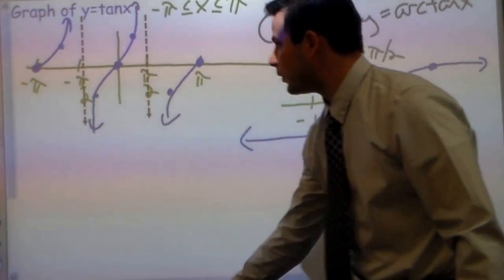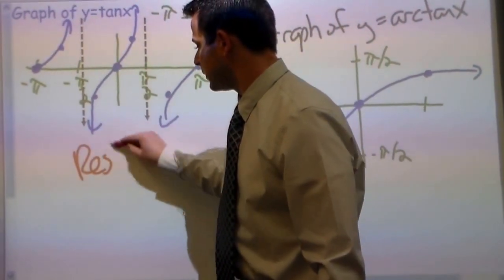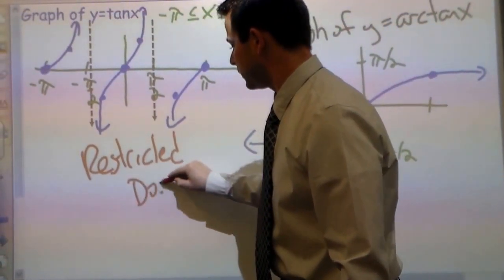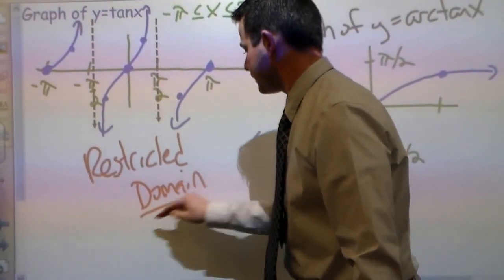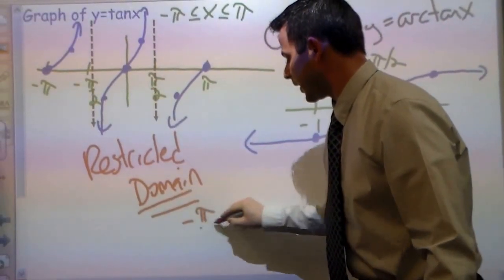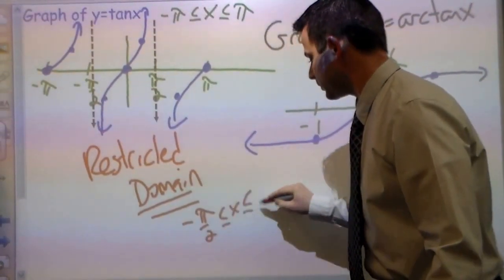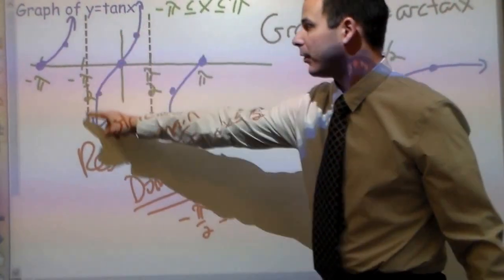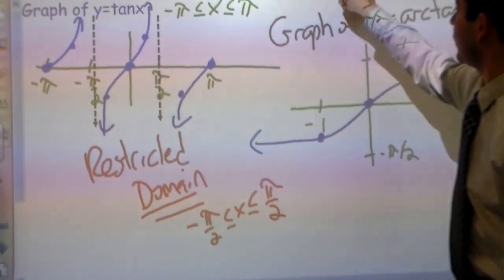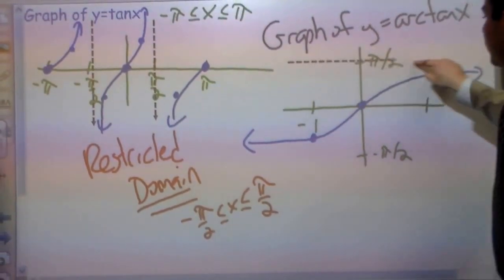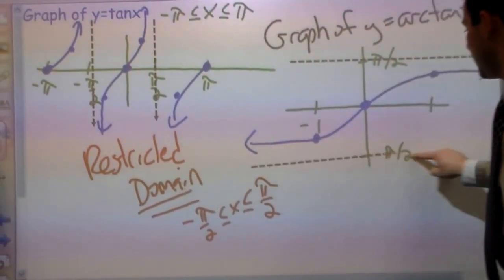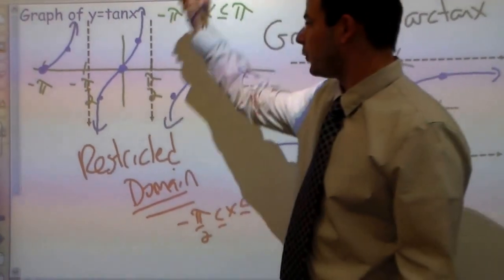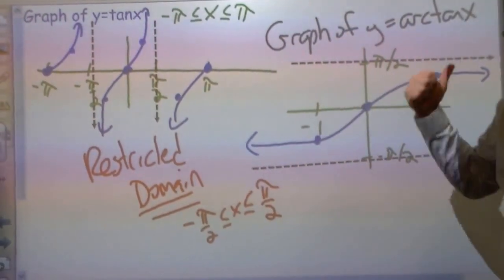So now the restricted domain for tangent is negative pi over 2 to pi over 2. And just remember that pi over 2 had asymptotes there. We're reflecting over the line y equals x. So this also has an asymptote at pi over 2 and negative pi over 2. So these vertical asymptotes became horizontal asymptotes.